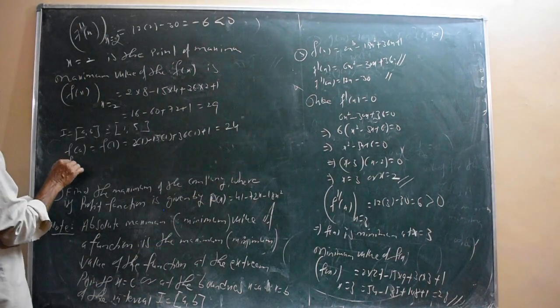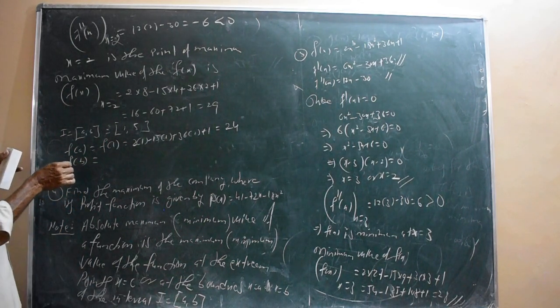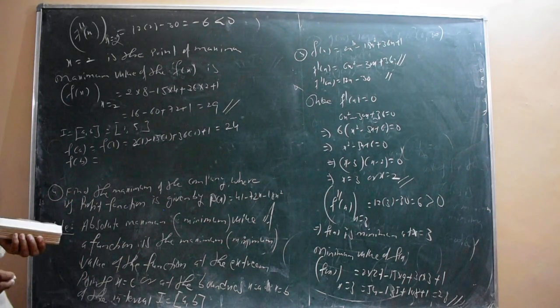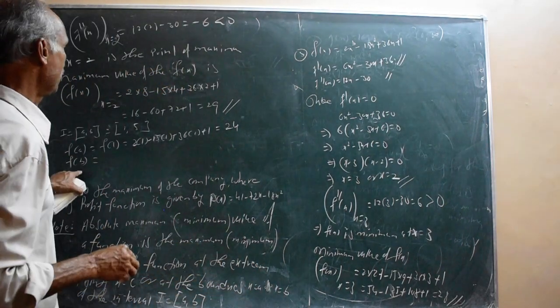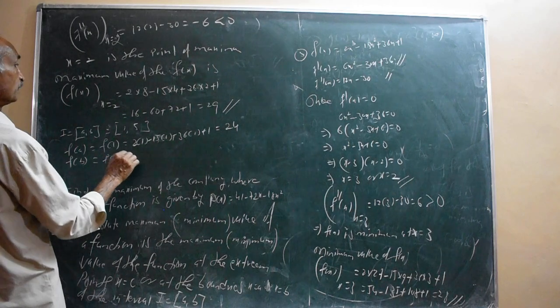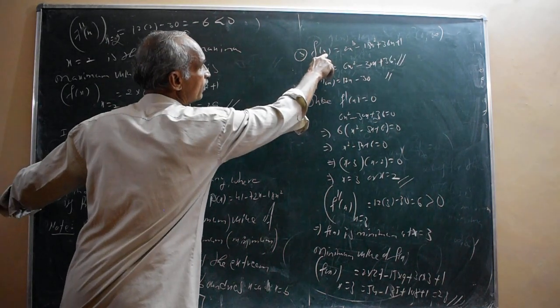And what is the f of b? The local maximum I got is 29. The local minimum value I got is 28. And f of a and f of b, f of a is 24. f of b, b is 5, that's equal to f of 5.